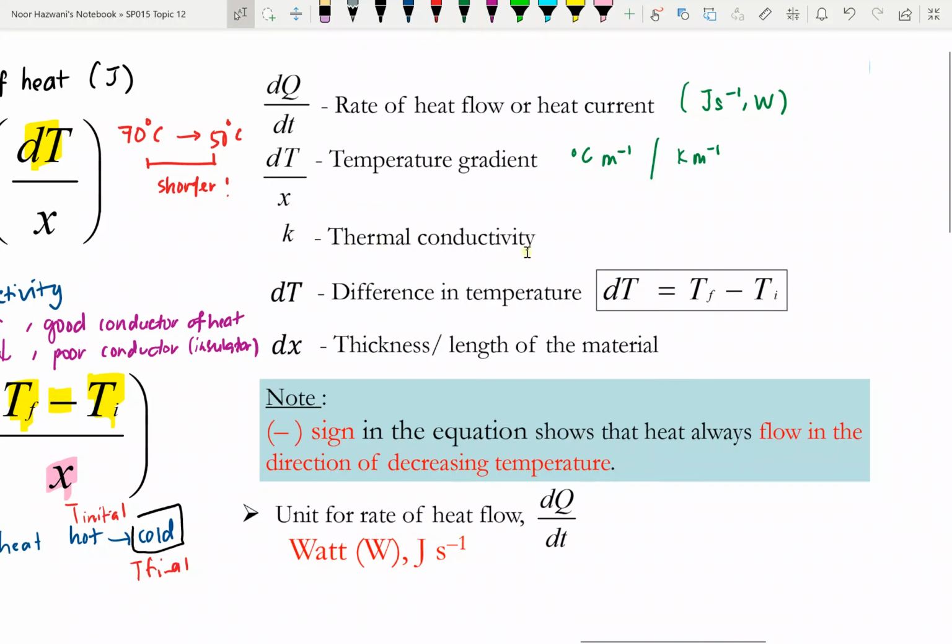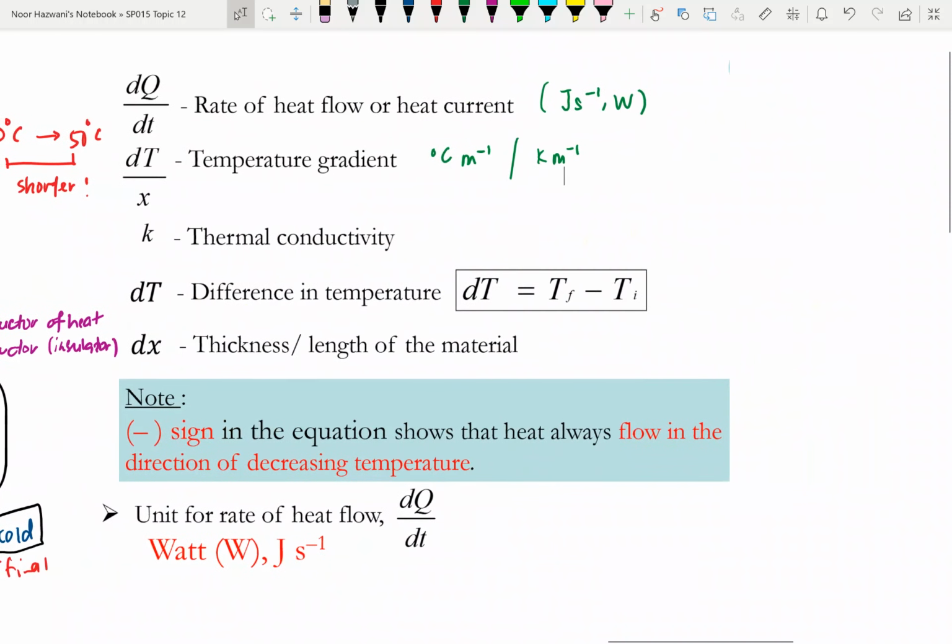Okay, thermal conductivity. Itu tadi I bagi tahu. So, difference in temperature. So, T final tolak T initial. So, dT ni tak perlu tukar kepada Kelvin. Okay je dalam unit degree Celsius. Okay, sebab dia difference. So, kalau you tukar pun, you akan dapat nilai difference yang sama. Okay, so thickness ataupun length mestilah dalam unit meter lah.